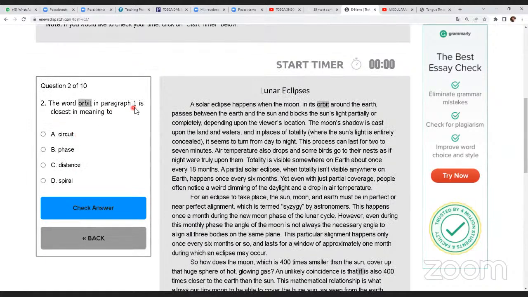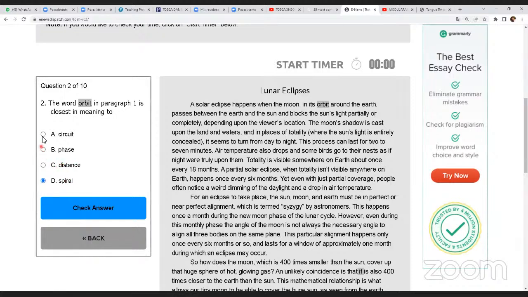The word orbit in paragraph 1 is closest in meaning to A, circuit, B, phase, C, distance, D, spiral. What do you think? Among circuit and spiral, I will say spiral. Are you sure? Not really, it could be circuit as well because it's the same. All right, what do you think? I'm doubting between those answers, circuit or spiral.